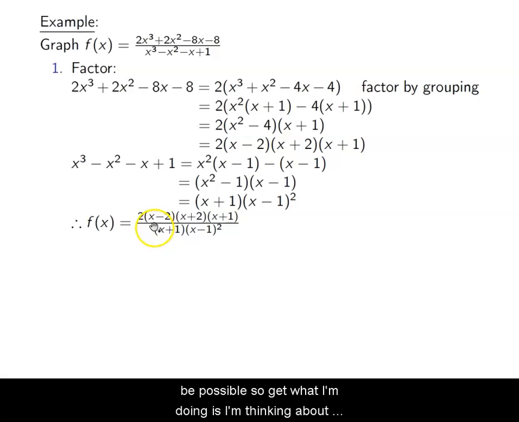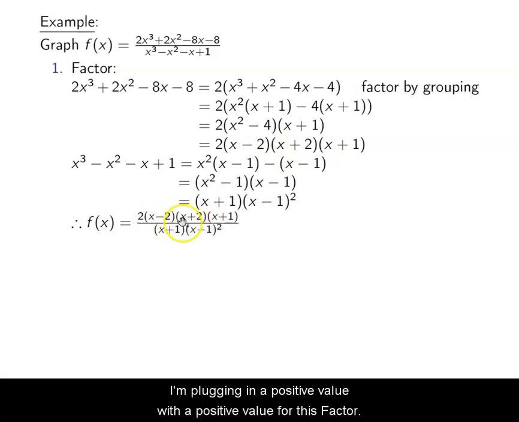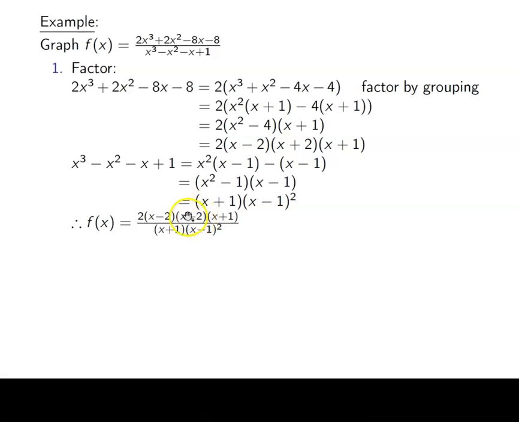So again, what I'm doing is I'm thinking about what happens when I plug in 1.5. 1.5 is less than 2. So this will be negative. I end up with some negative value. It'll be negative 1/2. But even if I didn't know what the value was, I just need to know is it positive or negative. So here it'll be negative. I'm plugging in a positive value with a positive value for this factor. So it's positive. Same thing here is positive. Same thing here is positive.